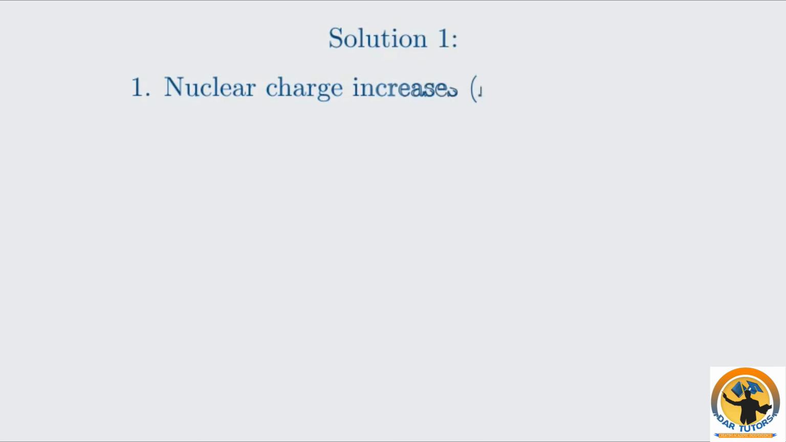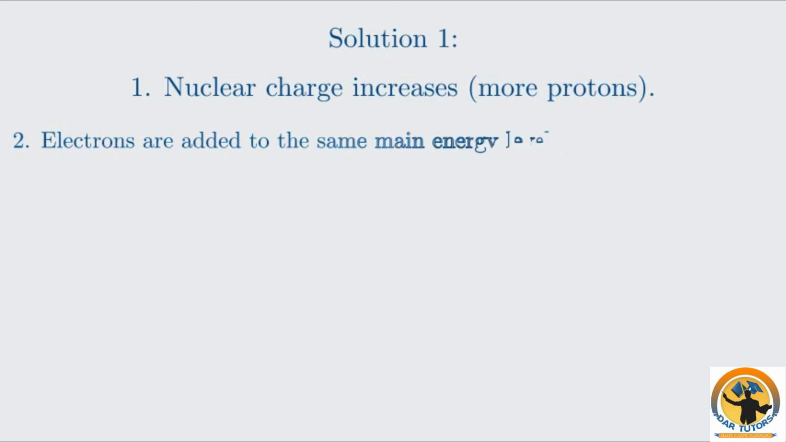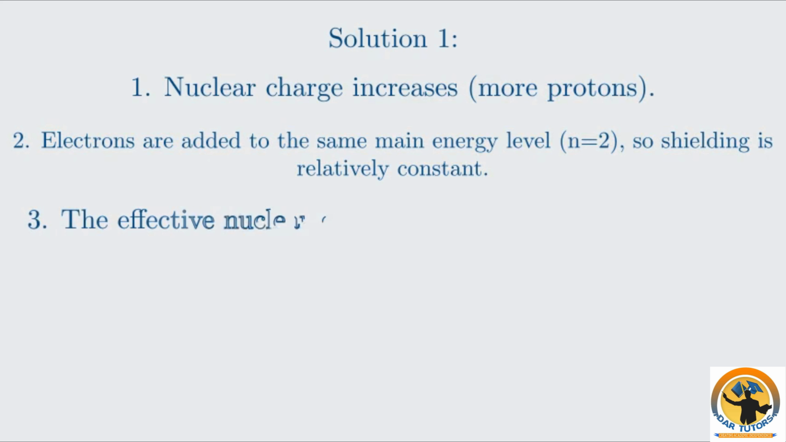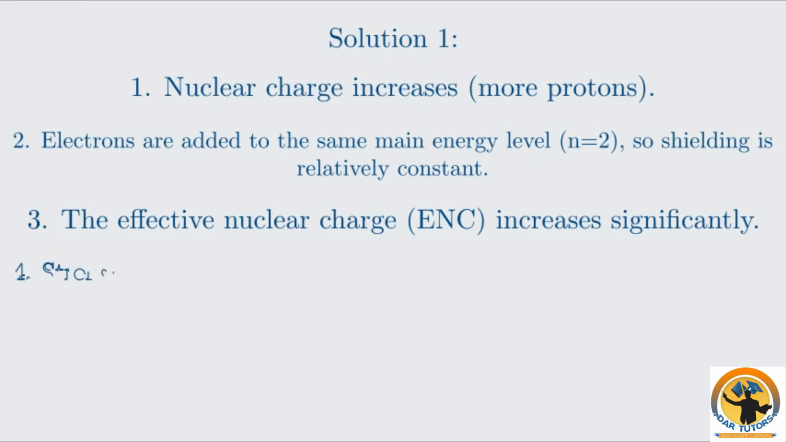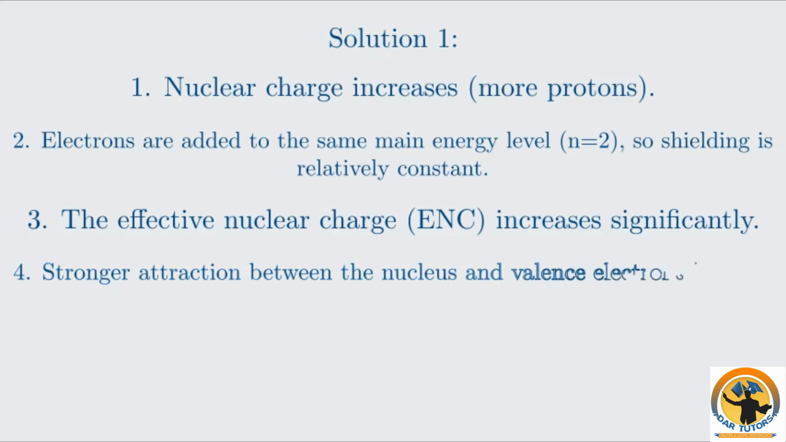Welcome back. Here is the solution. From lithium to neon, the nuclear charge increases due to the increasing number of protons in the nucleus. The valence electrons are all in the second main energy level, and electrons in the same shell offer only a small amount of shielding. This leads to a significant increase in the effective nuclear charge experienced by the valence electrons. This stronger net attraction holds the electrons more tightly, making them harder to remove and resulting in a general increase in ionization energy.